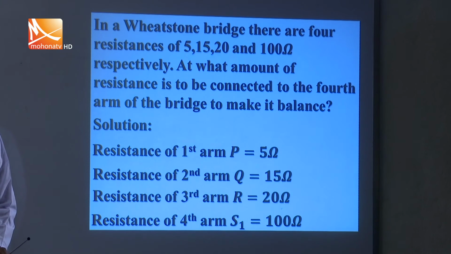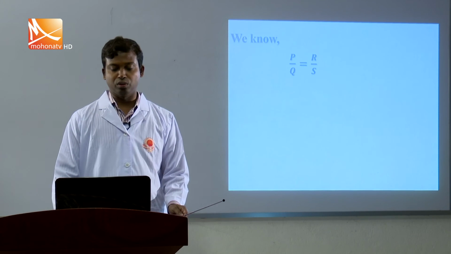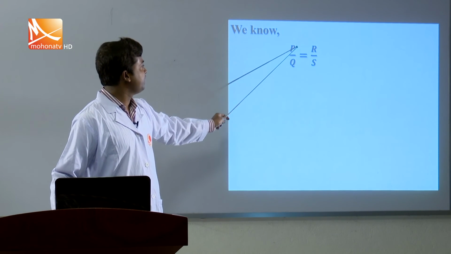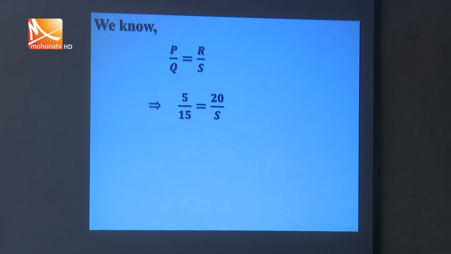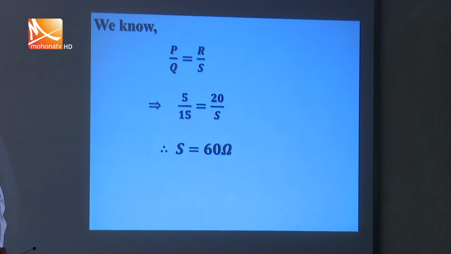What will be the appropriate value of S to make it balance? Now, just use the Wheatstone bridge formula, that is P by Q equals R by S. Putting the values of P, Q and R, you will get S equals 100 ohm. My dear student, this is the turning point.